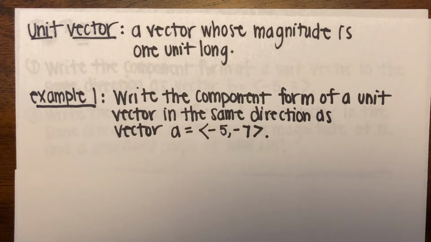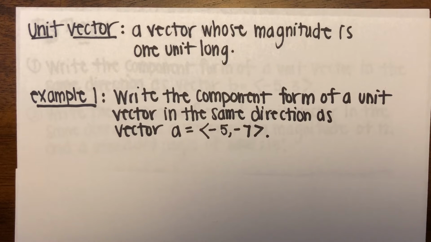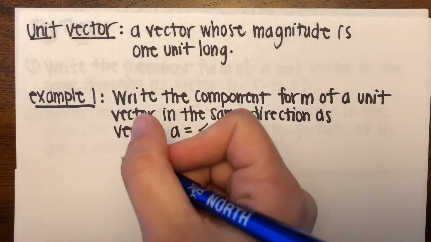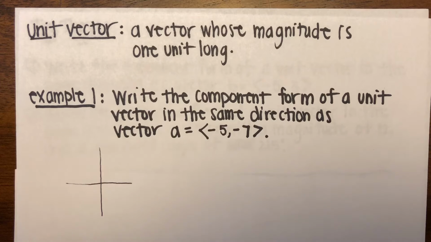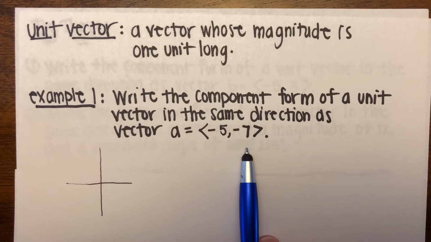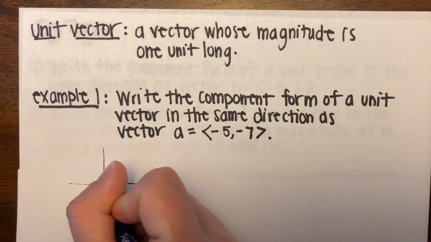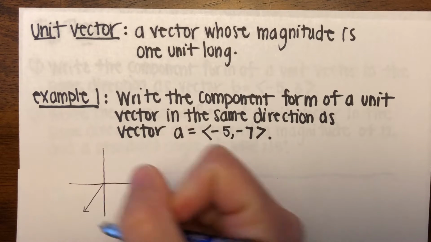So in this first example, we want to write the component form of a unit vector in the same direction as vector A, which is defined as the x component being -5 and the y component being -7. Always when you're talking about vectors, my recommendation would be to draw a diagram of the vector. If we know that our x component is -5 and our y component is -7, x and y are both negative in quadrant 3. So I'm going to go ahead and draw my vector down here in quadrant 3.